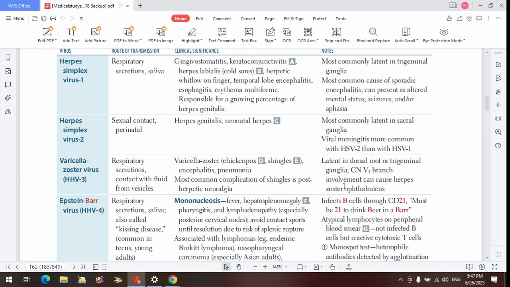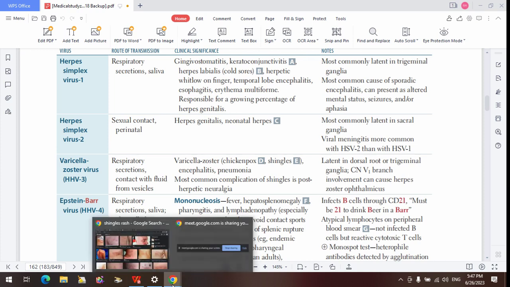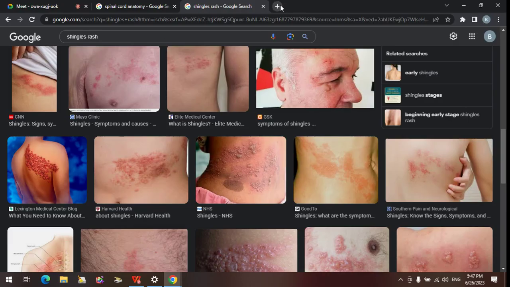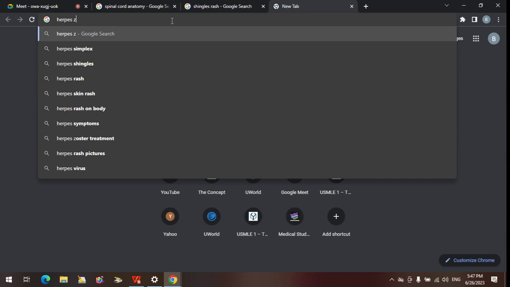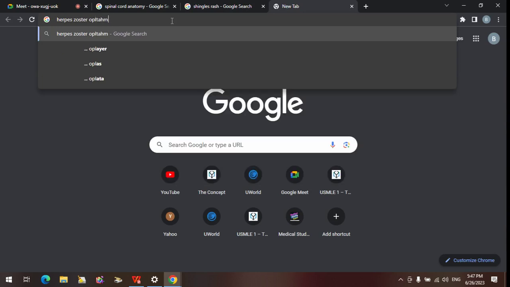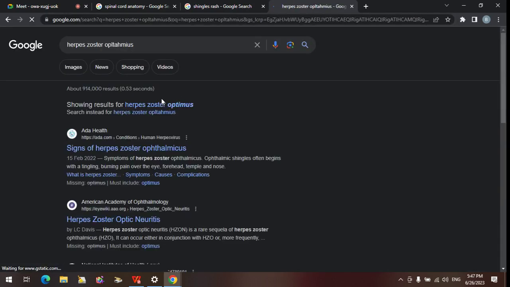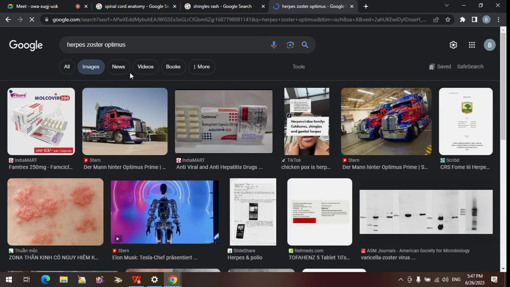Now you guys know that: the ophthalmic, the maxillary, and the mandibular. So the ophthalmic one is the most commonly affected one. So it's going to cause herpes zoster ophthalmicus. So it's just going to affect the forehead and the upper part of the face. So let's see if we can see the image for what it looks like. That is when the reactivation is coming from the trigeminal ganglia.